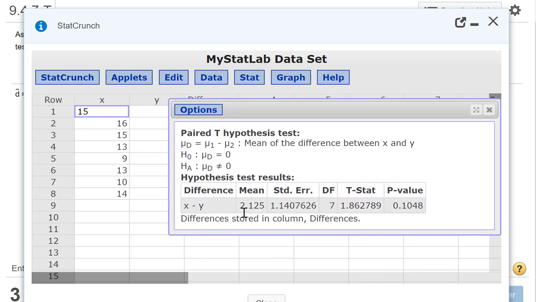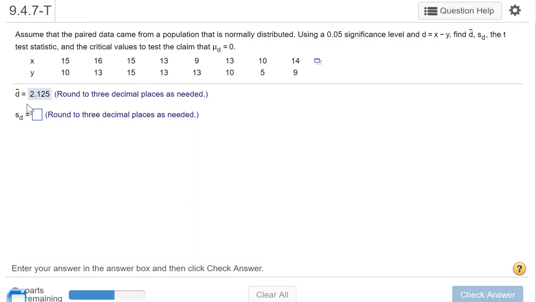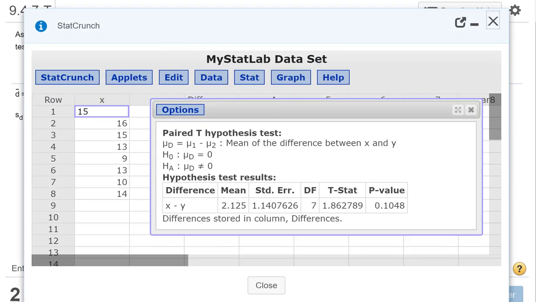Okay, so the mean of x minus y is 2.125. So I put 2.125. Now the standard deviation of those differences. Be nice if StatCrunch gave you that in the same window here. They don't. That's standard error, which is not the same thing.